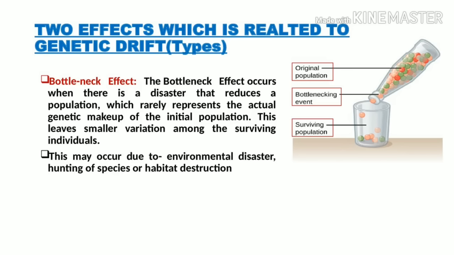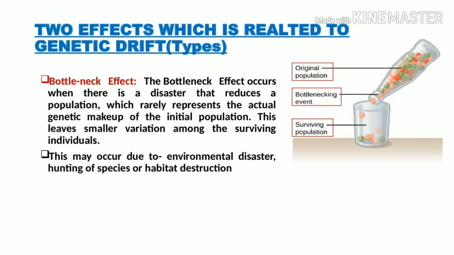So in the original population there is a large amount of variation among the different organisms which are present, but in the surviving population that variation has reduced, and that is what is mentioned in the last line, that this leaves smaller variation among the surviving individuals. So it indicates that there will be less variation among the organisms which represent the surviving population. Second point, this may occur due to environmental disaster, hunting of species or habitat destruction.